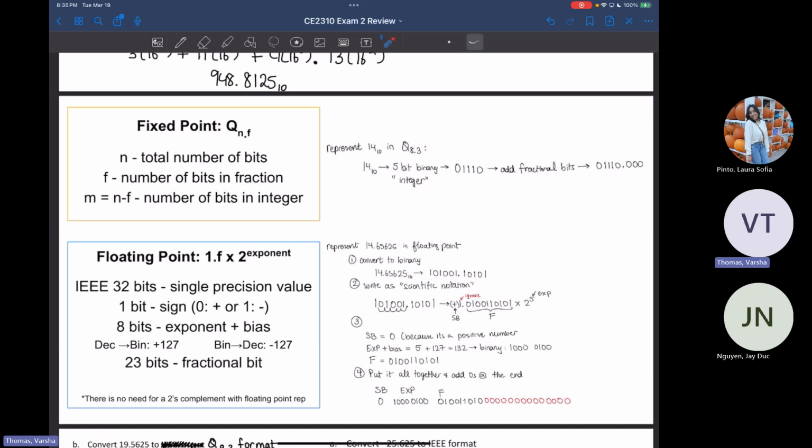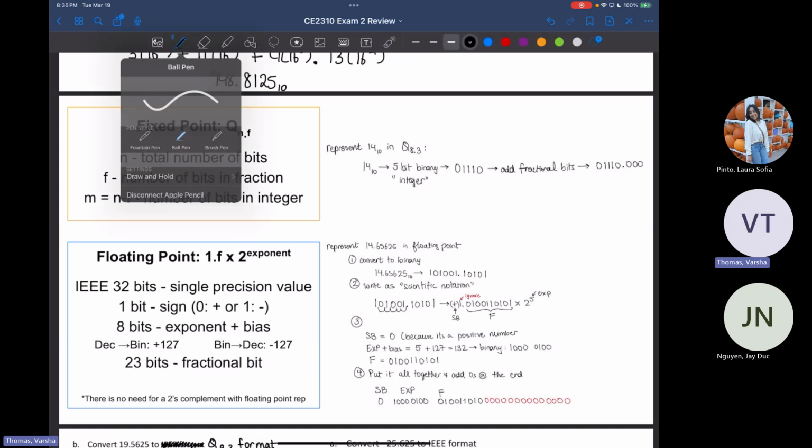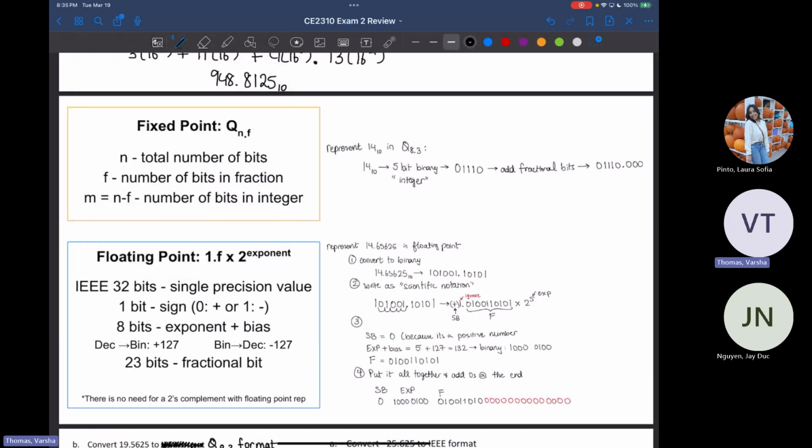And then our next form of representation is floating point or IEEE notation, where you are going to represent any number in 32 bits. The difference between fixed point and floating point, aside from one being a small number and one being a gigantic one, is that floating point represents everything from signed to unsigned numbers and also represents both fractional and integer values the same.